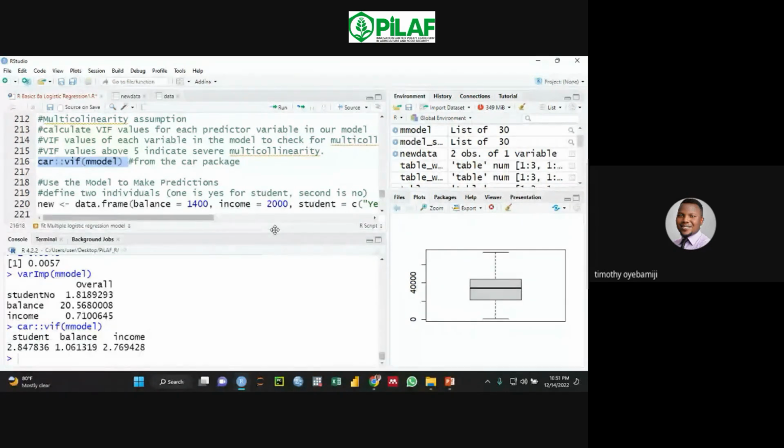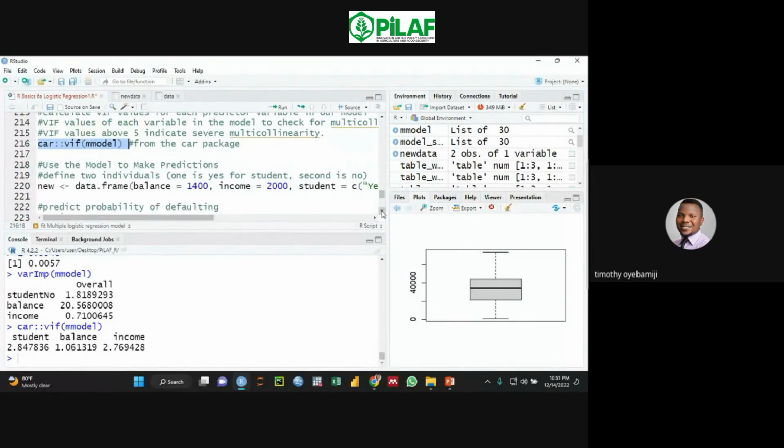Now, to use this multiple model for prediction, remember that when we were doing the simple logistic regression, we used one variable, income, with 2 entries. But here we have used 3 variables to predict one thing, to build the model for default or not. To predict as well, we have to use the same number of variables.